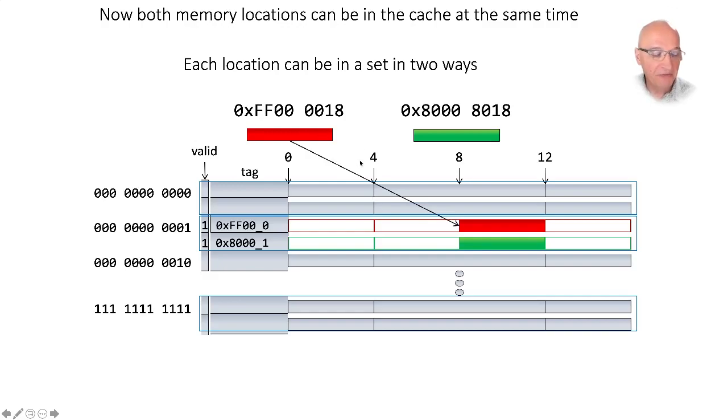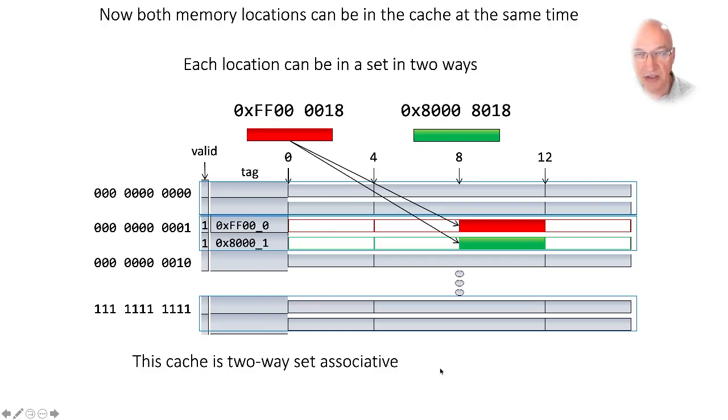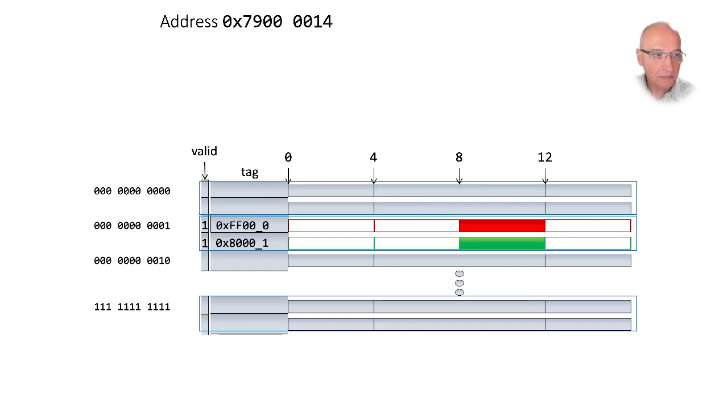So the FF008 could be here or could be here, and the 8018 could be here or here. So we say that this cache is a two-way set associative cache. And that's the term that's used to designate that there are two blocks per set in the cache.